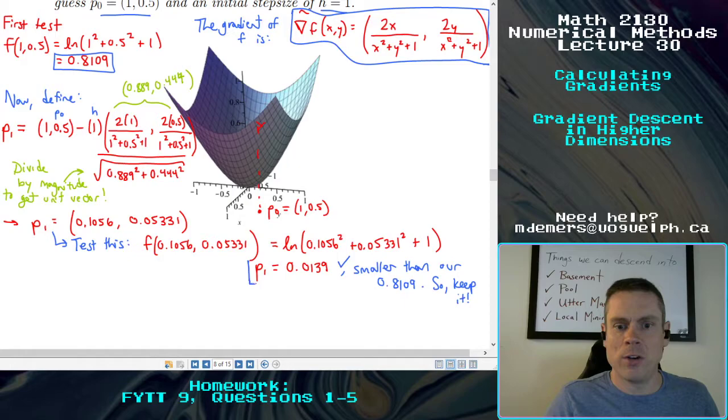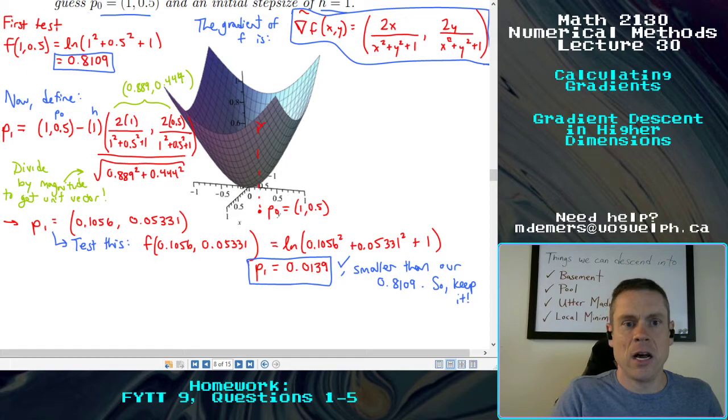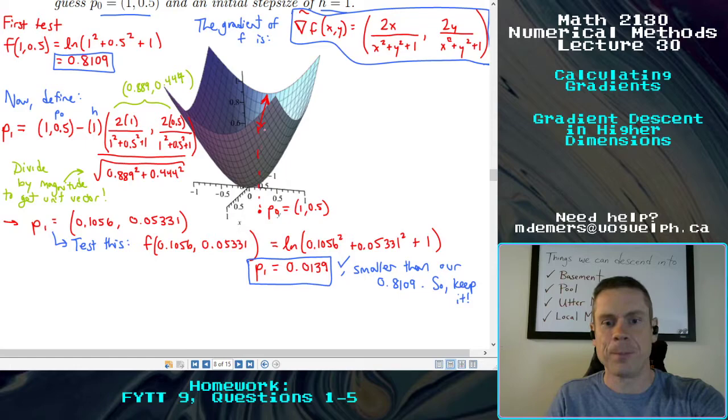And I want to just show what happened in terms of that picture there. If we plug in the previous estimate, 1 and 0.5, it's going to give us a direction of steepest ascent, this (0.889, 0.444). That's going to point in some sort of direction that goes up this way. So what we're doing by subtracting that off is getting the negative of that vector, which then points inward instead, right?